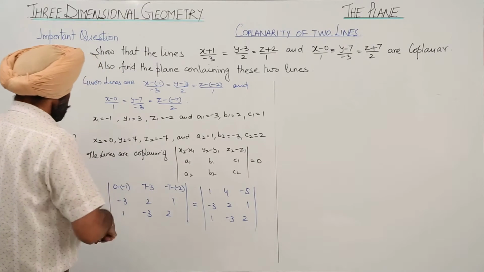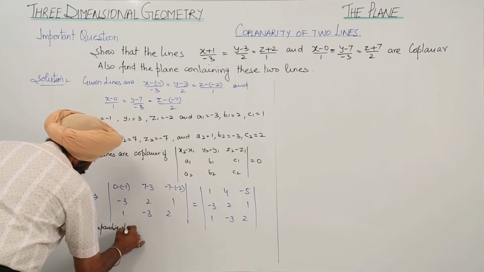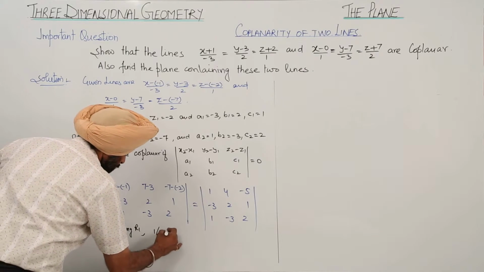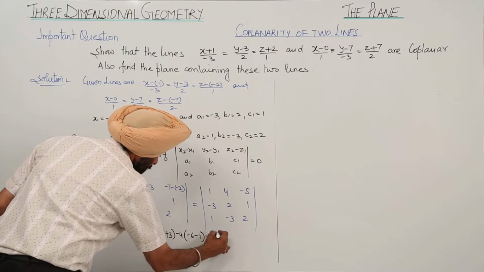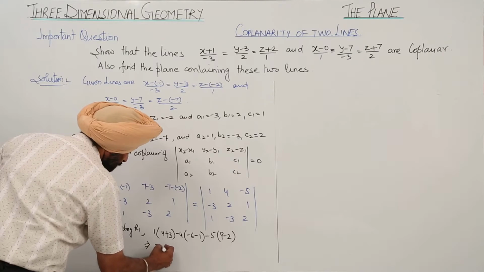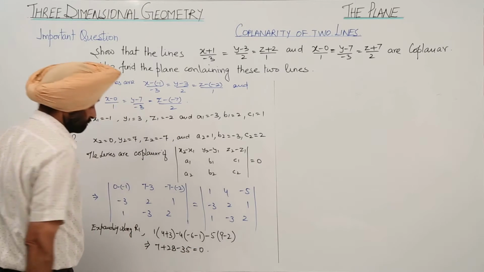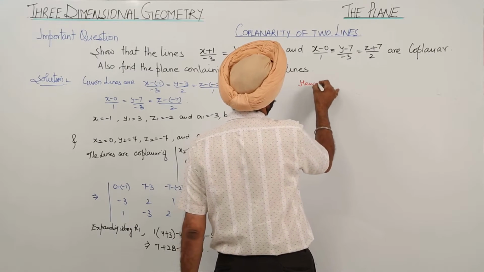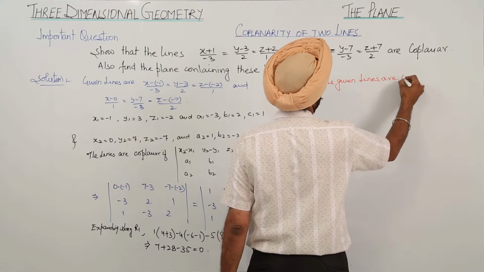Now expanding along R1, we are getting 1 times (4 plus 3), minus 4 times (minus 6 minus 1), minus 5 times (9 minus 2), and this is equal to 7 plus 28 minus 35, which is equal to 0. Hence the given lines are coplanar.